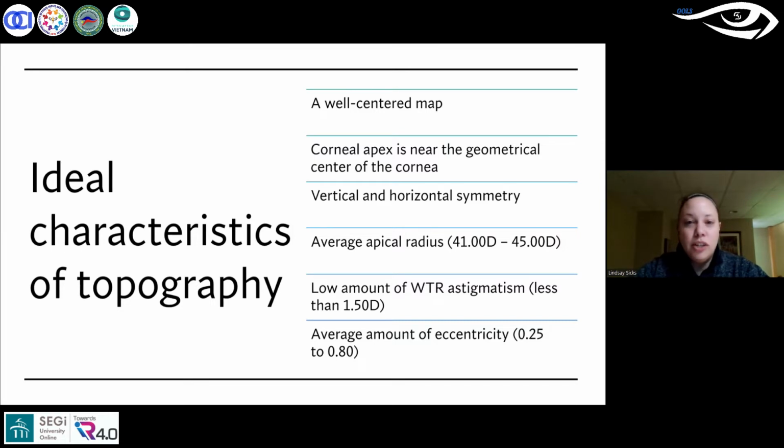And then an average amount of eccentricity. And average is really large in terms of eccentricity. We say anywhere from 0.25 to 0.8. When you get over that or below that, it can be really challenging to fit. But ideally, you're somewhere in that middle range, 0.3 to 0.5. And even on the kind of higher end of that allows for easier flattening. So that can be helpful.